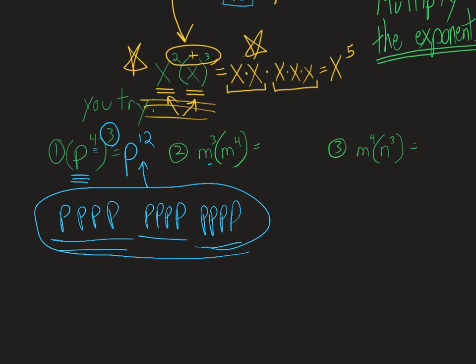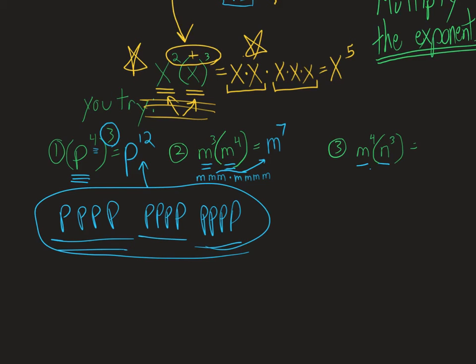Second problem, this is your addition rule, because I've got 3 m's and 4 more m's. It's only 7 m's. If I was going to write that out, okay, that's the first one. And that's the second one. 3 m's multiplying, 4 m's multiplying. Together, it's a total of 7 m's multiplying.